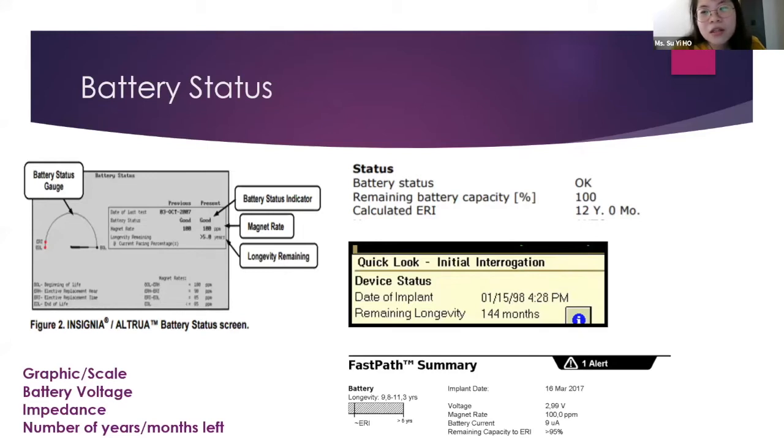Okay, so all the different devices will provide battery information in different manners. Some may be graphical, or some might actually just tell us literally how many months or years the device has left. Often they are a measure of battery voltage, impedance, and current drained. Being someone who does device checks or uses different programmers, we have to make sure that we know how to recognize and read the remaining battery longevity. However, do take note that all these are simply an estimation. It might actually change depending on the usage and output subsequently.